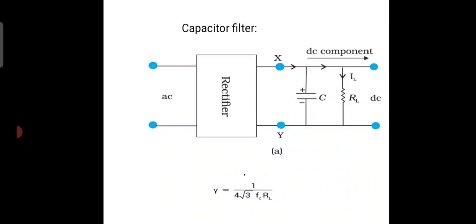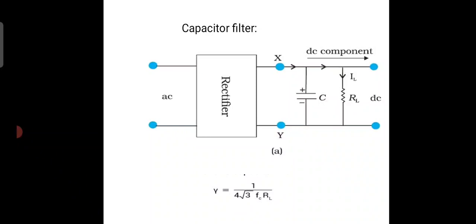Hence the AC is going to be removed by the action of the capacitor. Only DC is going to flow through the load resistance RL. Hence the output voltage will not be reduced at all. There will be no reduction of output voltage, since there is a process of charging and discharging. Hence there will be a constant output DC voltage.